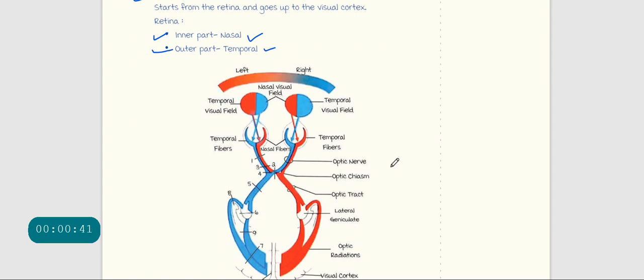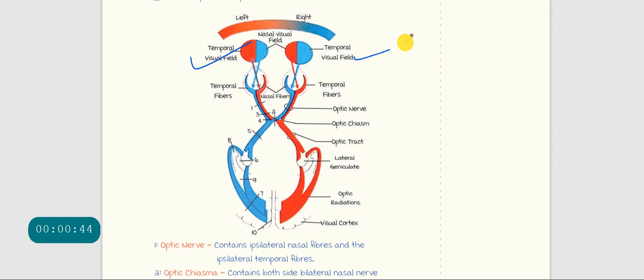Now, basically we have two eyes as we know, the left eye and the right eye. These two eyes have two different fields, named the temporal visual field and the nasal visual field. The temporal and the nasal visual fields are in both eyes. The name itself tells us that the nasal visual field allows us to see in the nasal direction, and the temporal allows us to see the rest of the vision.